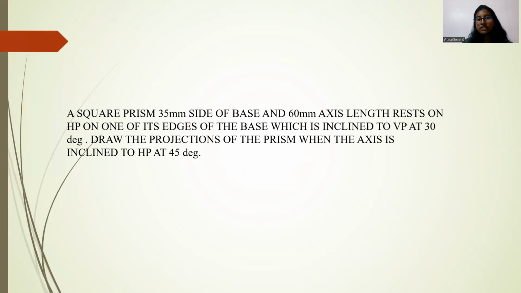In the question, he has mentioned that it is a square prism. The square dimension is 35 mm. That is the base dimension, and it is also stating that the axis length which rests on HP is 60 mm, and it is inclined at an angle to VP at 30 degree and HP at 45 degree. So let's begin.